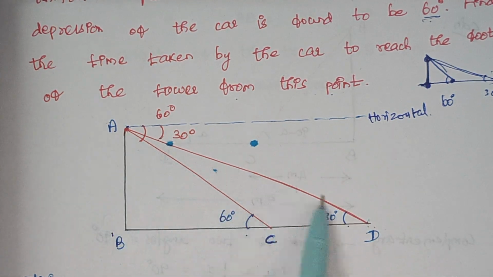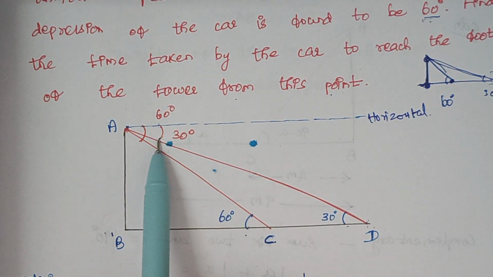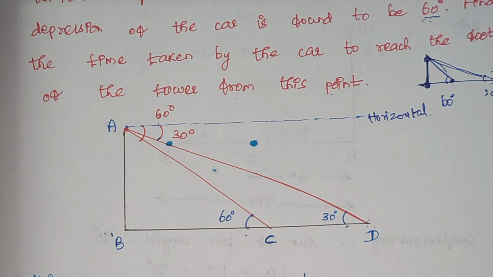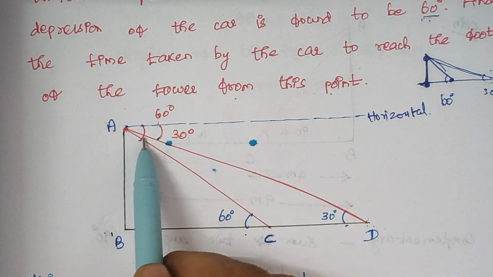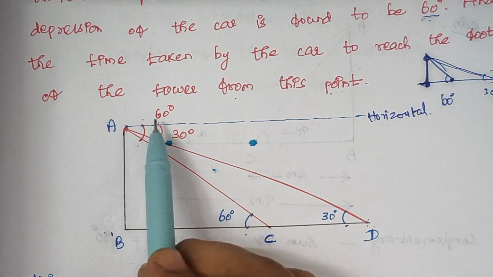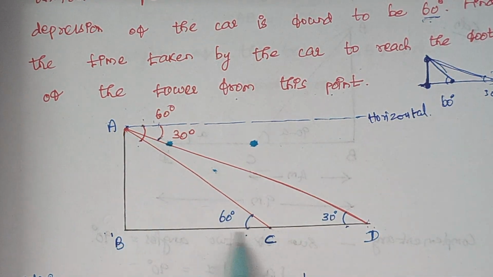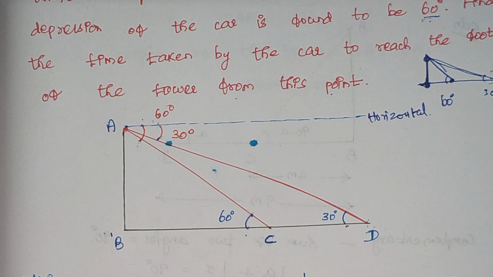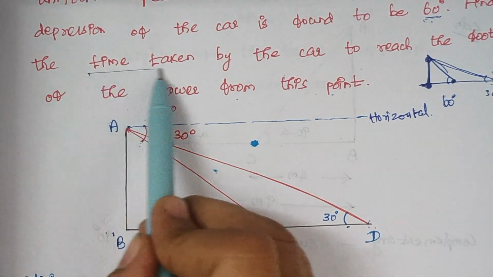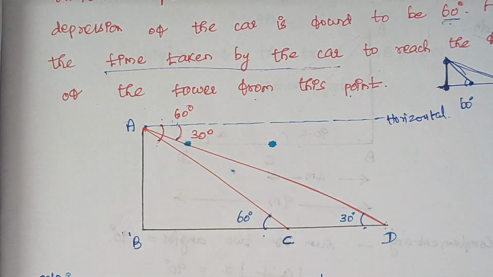Again, you see by alternate angles, when this angle is 30 degrees, automatically this angle is 30 degrees. Right. Similarly, when you look at the car when it is at point C, you are bending a little bit more. Right. So this angle is 60 degrees. Again, when this is 60 degrees, this angle is also 60 degrees. Right. So what is the thing we need to calculate? We need to calculate the time taken by the car to reach the foot of the tower.